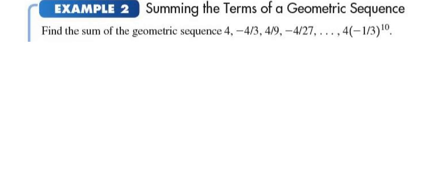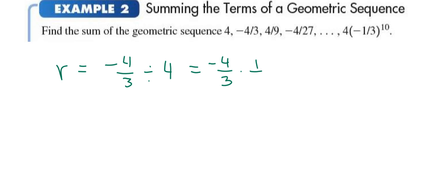Find the sum of the geometric sequence. If I want to know the multiplier, I take any term and I divide by the previous term. Back in middle school, we taught you that you could change division to multiplying by the reciprocal. And so you could find out, oh, look, the 4's cancel out, leaving me negative 1 over 3. So the multiplier is negative 1/3. We can easily tell that the first term is 4.